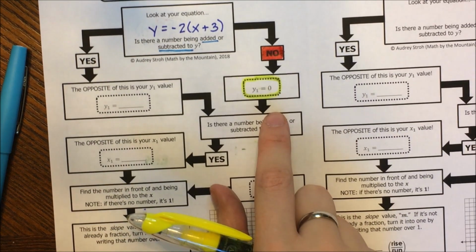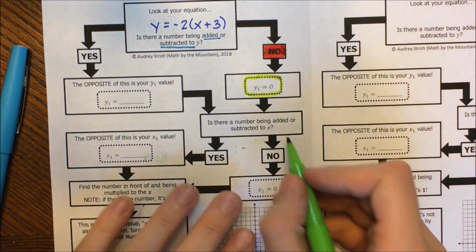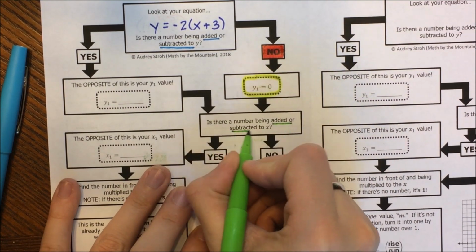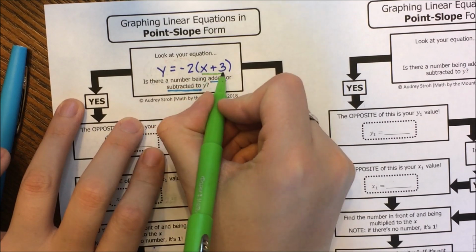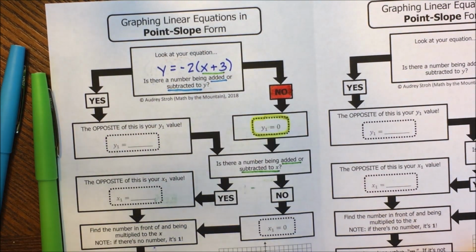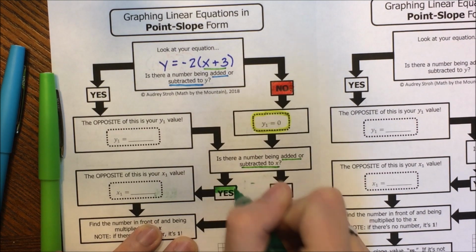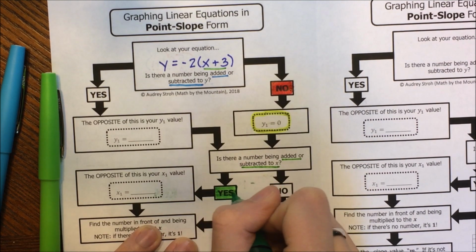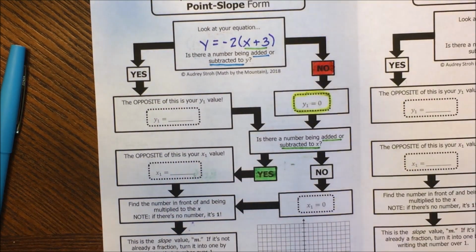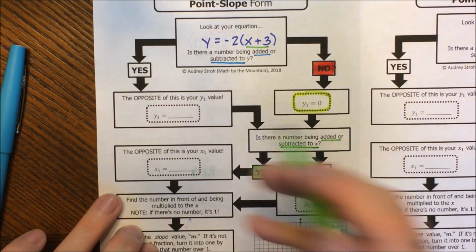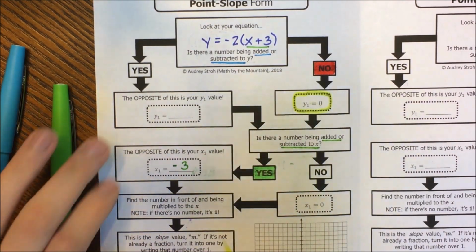So following the flowchart some more, it says, is there a number being added or subtracted to x? So again, we're looking for addition or subtraction happening to the x. If we go up here, yes, there is. So we say yes. And then it tells us the opposite of this is your x1 value. So if I have plus 3 here, we are going to have negative 3 there.